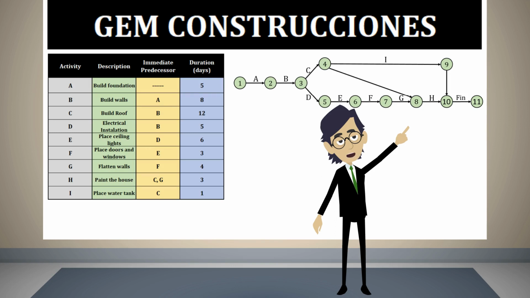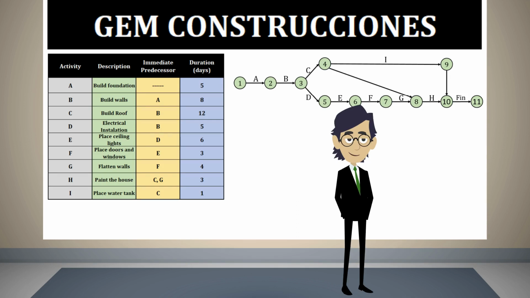The arc that joins node 4 with node 8, is called a dummy activity. And its objective is to indicate that to start activity H, besides finishing G, it is also necessary to finish activity C. The arc that joins nodes 9 and 10, is also a dummy activity, and it is used to indicate that to finish the whole project, it is necessary to finish activities H and I. As you can see, projects can also be presented as a network.